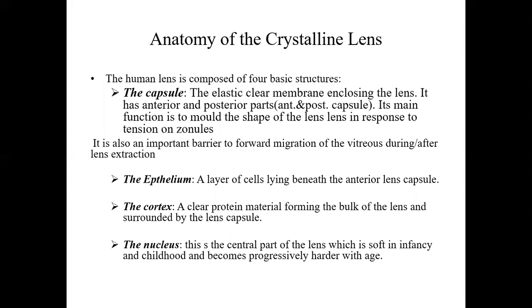It's also an important barrier to forward migration of the vitreous during and after lens extraction. So if the posterior capsule, which is at the back part near the vitreous, is not ruptured, you do cataract surgery, you remove other things as we shall see, and the vitreous will not prolapse into the anterior chamber, because that posterior part is protecting it. That's what they say, it's an important barrier. But if there is a rupture of that posterior capsule during surgery, then this will cause the vitreous to prolapse into the anterior chamber.